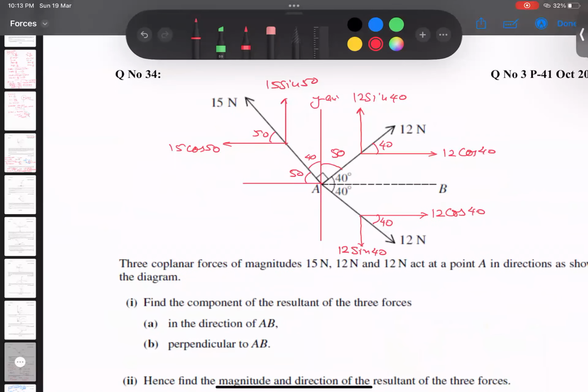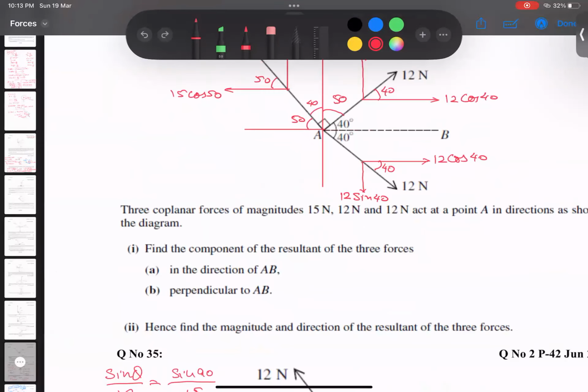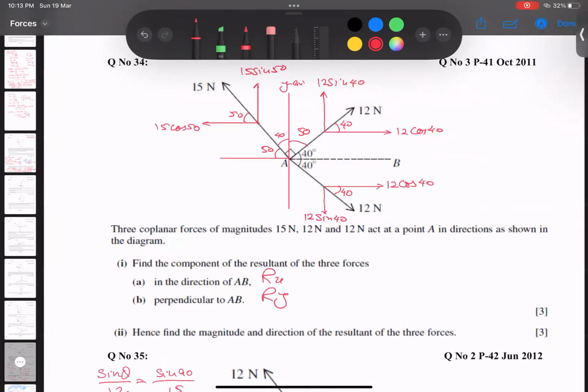Now, what is the first question? He is asking us for the direction in the AB line. Where is the AB line, my students? B is here, A is here. So in short, he talks about this one, and this is called RX. So when he says parallel to AB, in the direction of AB, it means he is asking for RX. And when he says perpendicular to AB, it means he is asking for RY. So I think the point is very, very clear. Why? Because this is AB and this is perpendicular, 90 degrees, and this is called RY.